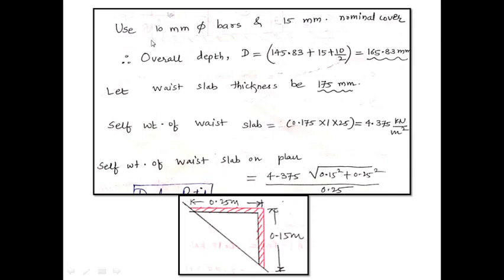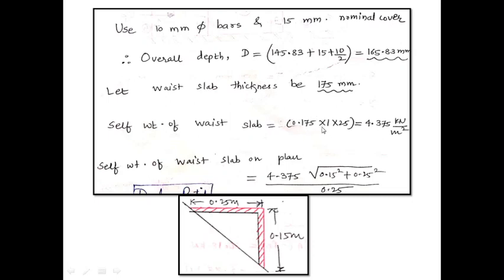Now let us assume that we are using 10 mm diameter bars with 15 mm nominal cover, and therefore the overall depth D required is effective depth required plus cover plus the diameter of bar by 2, that is 165.83 mm. Let us provide the waist slab thickness as a round figure of 175 mm, and therefore the self weight of the waist slab, means here it will be the waist slab. If I draw one more line here, so this is the waist slab. So the self weight of the waist slab is 0.175, that is its thickness.